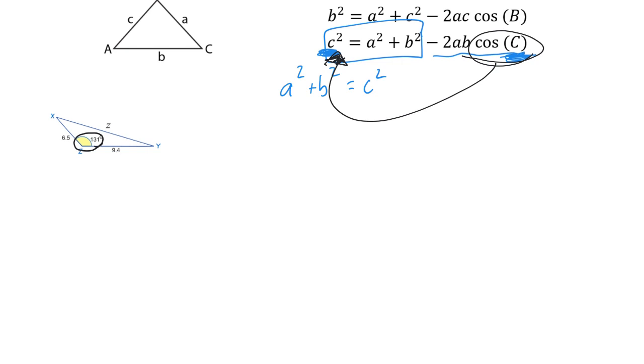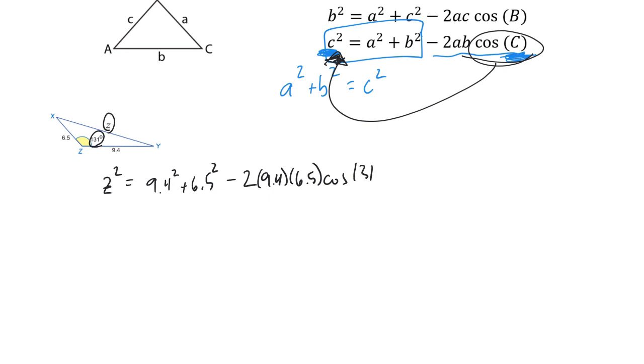Okay, so I know that we don't have A, B, and C, but I wanted to do that on purpose so that you realize that the point of all this is not the letters. The letters aren't what matters. What matters is the relationship. So side Z is across from angle 131, which means Z squared is what's by itself. The other two side lengths are what goes in the equation. So 9.4 squared plus 6.5 squared minus 2 times 9.4 times 6.5 times the cosine of 131 degrees.